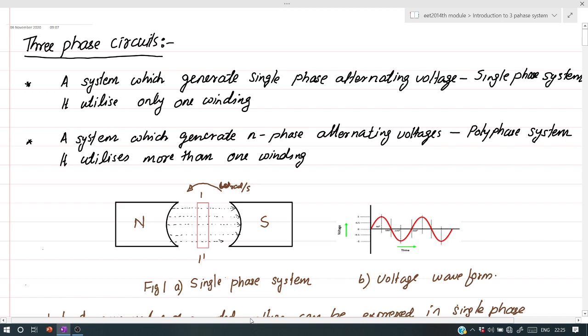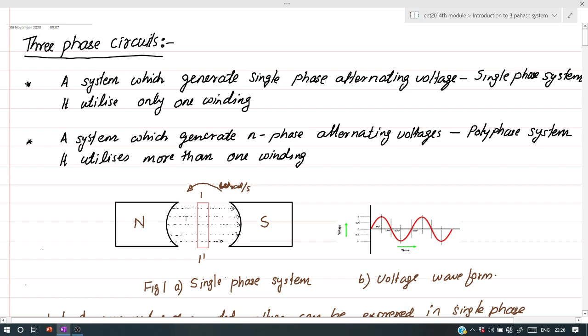In a similar way, we can have an n-phase system also. In an n-phase system, n-phase alternating voltages are there. This system contains n number of identical windings.